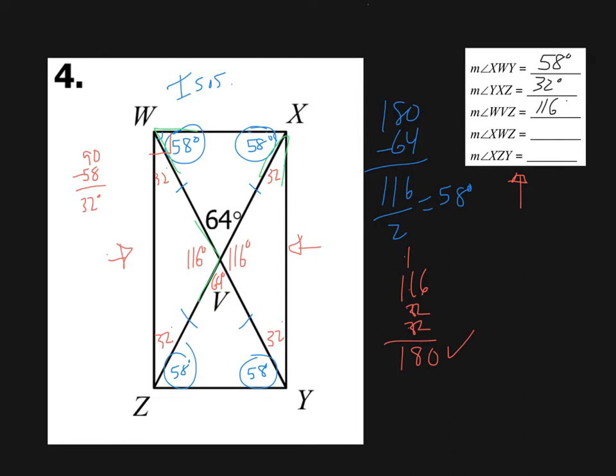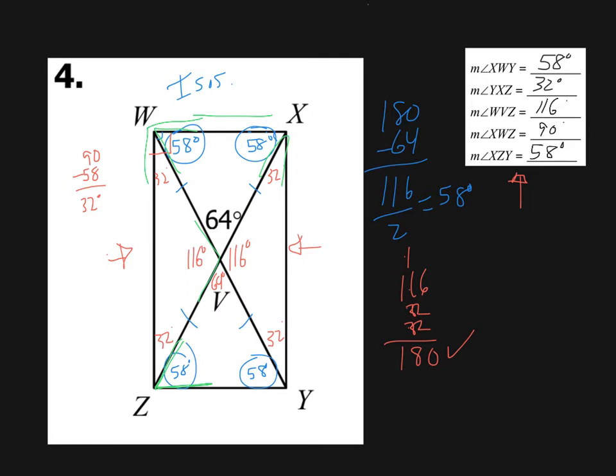XWZ is going to go from X towards W down to Z, so that's our big one. So that's 90 degrees. We could have answered that right out of the chute without doing any math, right? Just because it's a rectangle. And then our last one is going to be XZY. So starting up at X, going towards Z, towards Y, right there, and it's going to be 58 degrees.